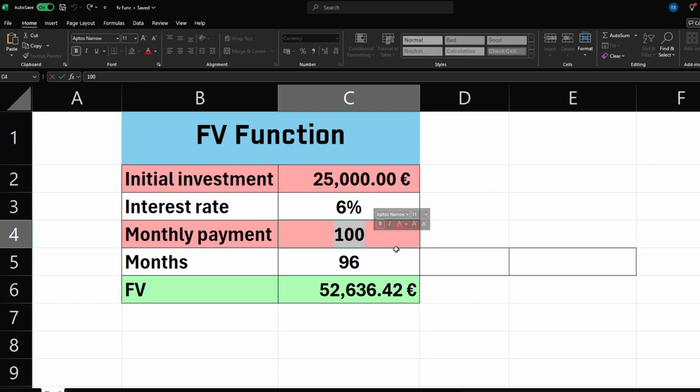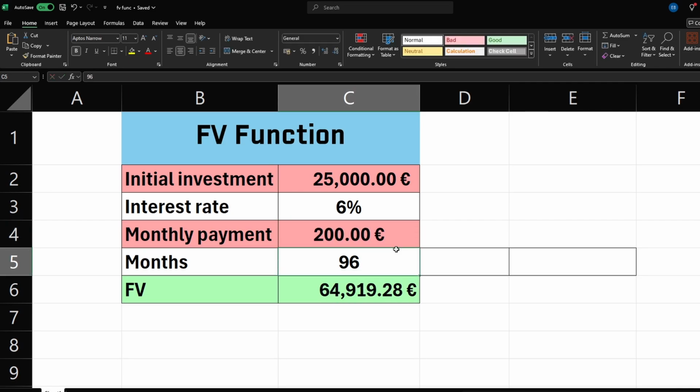To explore how changes to your inputs affect the future value, adjust the initial investment, interest rate, or number of months. By tweaking these inputs, you can see real-time changes in the future value calculated by the formula, helping you explore different financial scenarios. And that's all for this video.